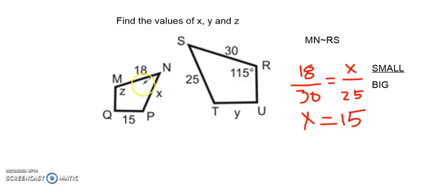All right, and now let's look at our angles. So we have z here. So in corresponding angles, they're equal. So z has to be 115.